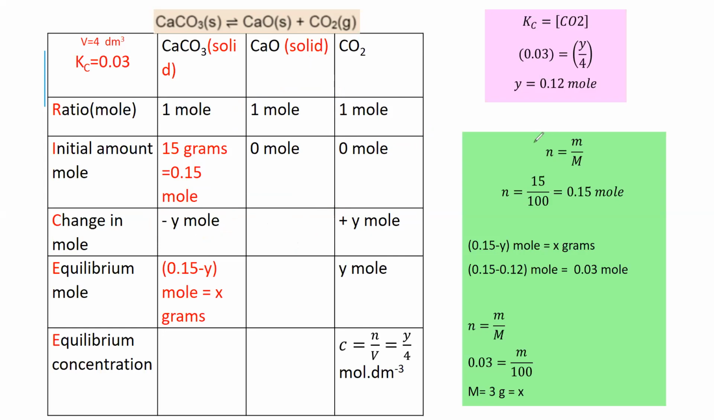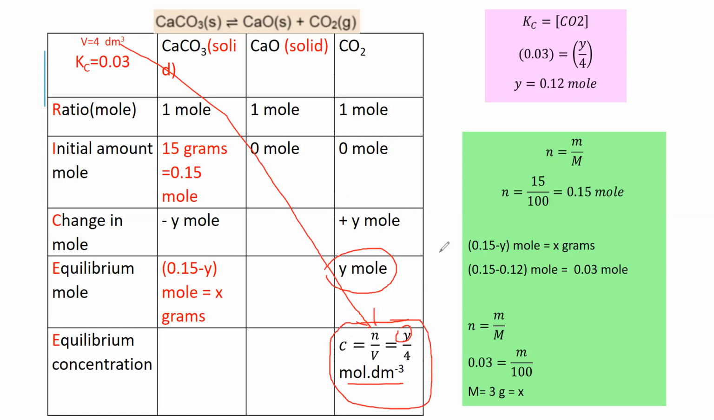So if I produce Y moles, initially how much do we have? 0. We said that if it is not mentioned in the question, for products we always have 0 moles. Initially we have 0, you produce Y moles. How many moles will we have at equilibrium? Y moles. And then if I convert these Y moles into concentration, how can I convert into concentration? Y moles, C is equal to n over V, Y divided by 4, because the volume of the container is equal to 4. Y divided by 4 mole per decimeter cube is going to be the concentration of this CO2, carbon dioxide gas at equilibrium.